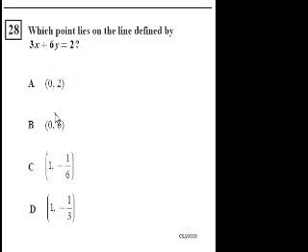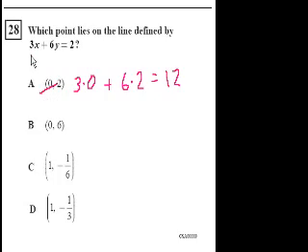Next problem. Which point lies on the line defined by 3x plus 6y is equal to 2? Well, the best thing to do is probably just substitute these numbers in for x and y and see which one works. Here x is 0, y is 2. So 3 times 0 plus 6 times 2 is 0 plus 12. It doesn't equal 2, it equals 12. So this one doesn't work.